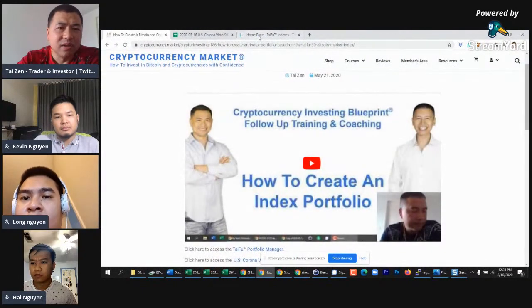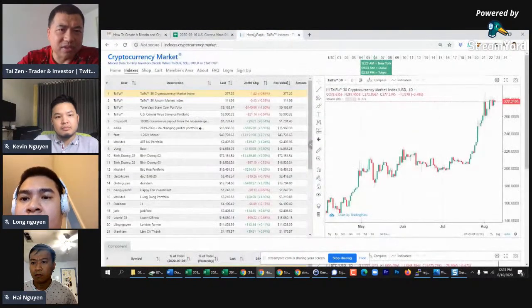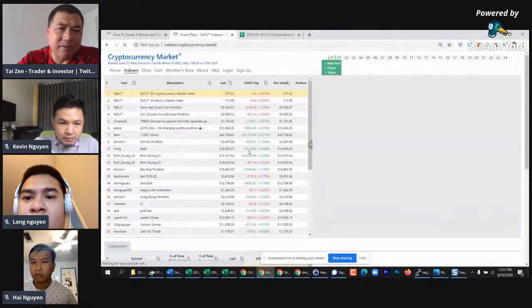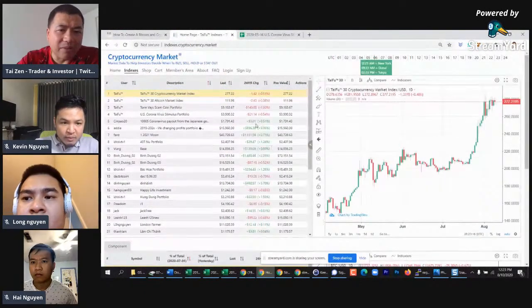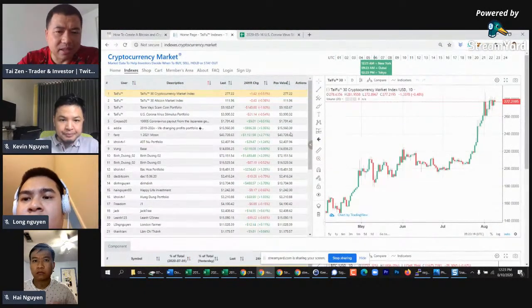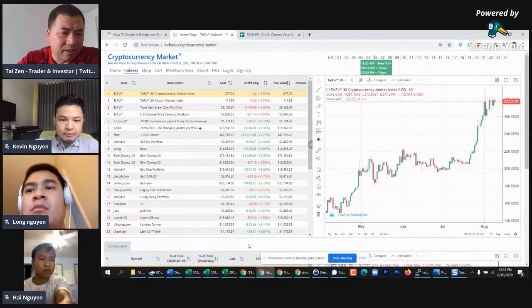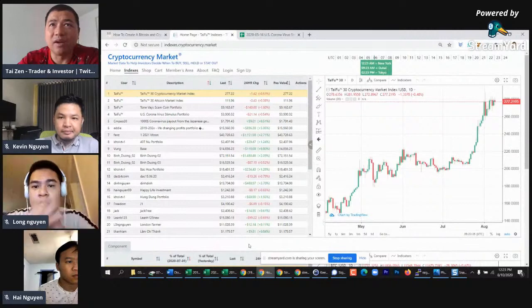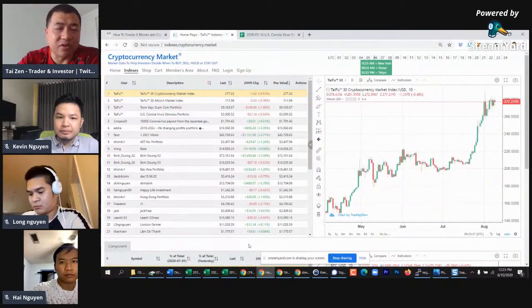Over here, let's take a look at how the index is doing. We're supposed to rebalance this every quarter, but me and my team were busy upgrading this software, the Taifu portfolio manager, and building some stuff in the background that you're not aware of. You'll see it after it's done.